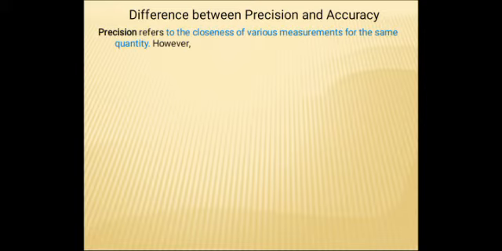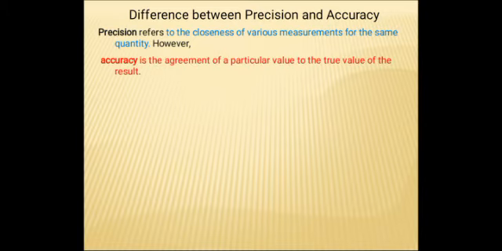Now the next topic is the difference between precision and accuracy. My question is, why is there a need to study this topic along with significant figures? Yes my dear, precision is the closeness of various measurements of the same quantity. Closeness, how close a value is. And accuracy is the exact number, the particular value, or the true value.